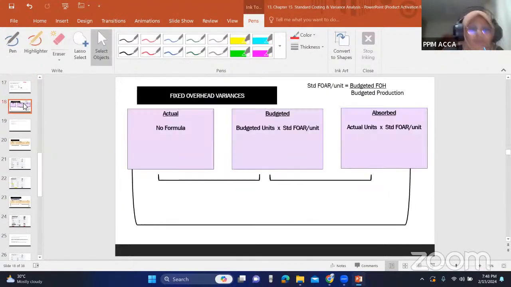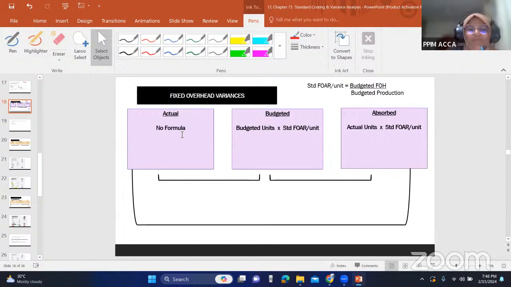Right. So how do we get this fixed overhead variance? Again, we have three boxes, but all this while it was actual, at standard and budgeted. No. Now it will be actual, budgeted and absorbed. You will have to accept it. Fixed overheads, three boxes, but it will be actual, budgeted, absorbed.